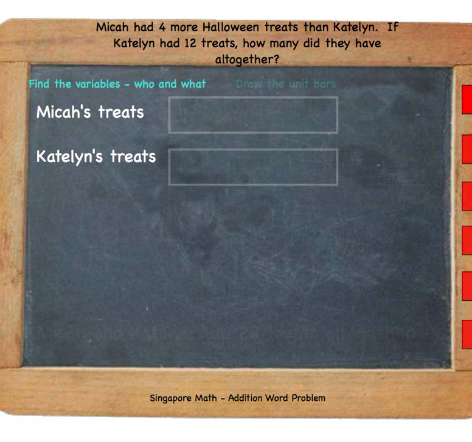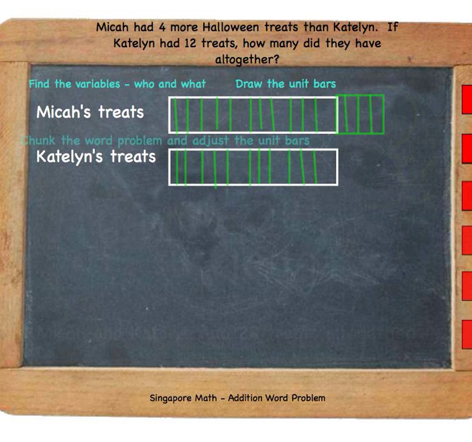Next, we're going to draw the unit bars, and they always start off equal. Even though Micah and Caitlin are 2 different kids, and we're talking about 2 different amounts of Halloween treats, our unit bars are always going to start off equal. Next, we're going to chunk the word problem and adjust the unit bars to match. Micah had 4 more Halloween treats than Caitlin. The first thing I did was add 4 more bars onto Micah's original unit bar. This will show that he has the same amount as Caitlin has, but has 4 more than that.